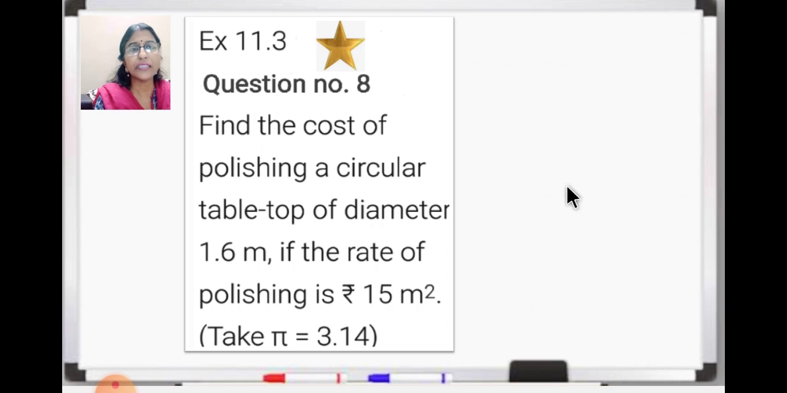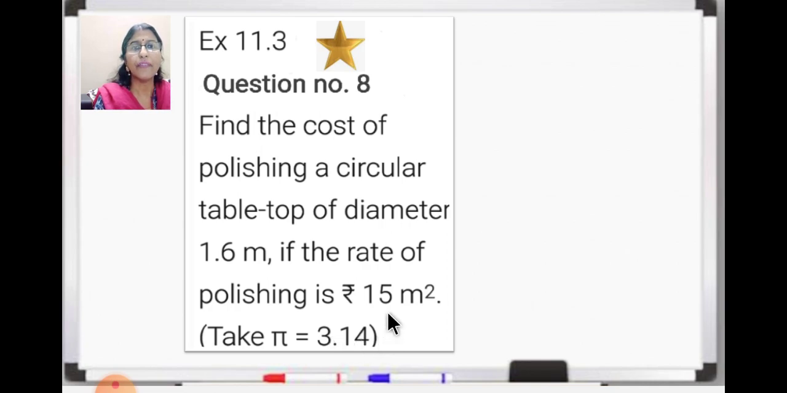Now next question, this is an important question, question number 8. All the star marked questions are important, so you will practice these questions again and again. Find the cost of polishing a circular tabletop of diameter 1.6 meter if the rate of polishing is rupees 15 per meter square. Take pi is equal to 3.14.